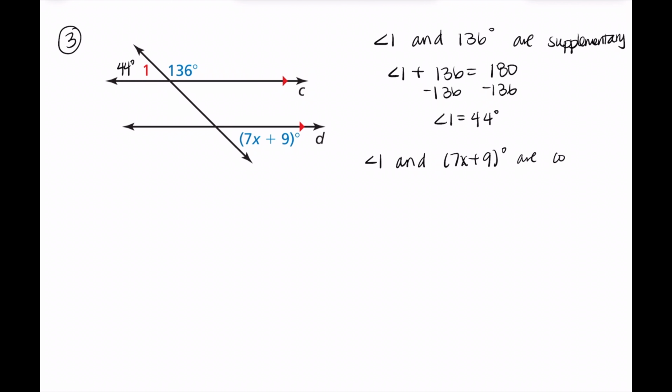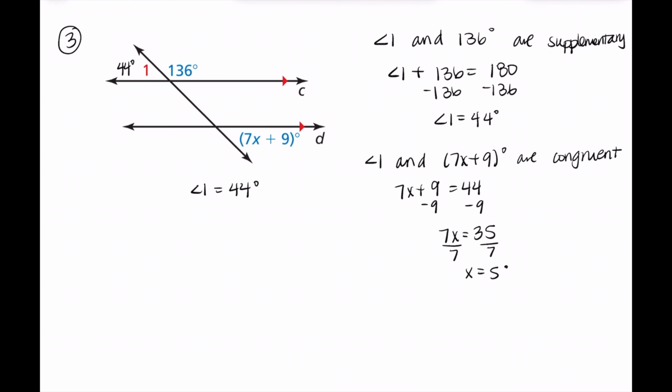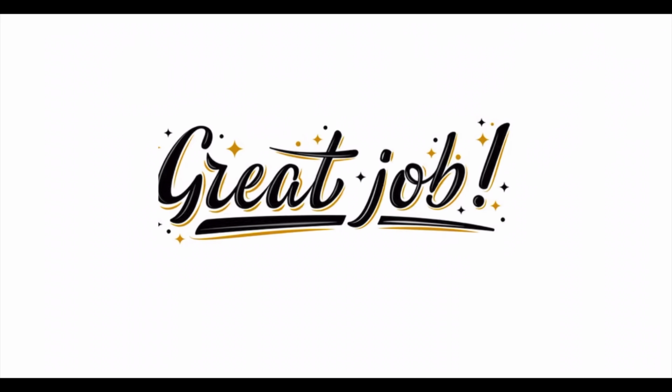Now we know that angle 1 and angle 7x plus 9 degrees are alternate exterior angles. And we know that alternate exterior angles are congruent. So what we can do is set these two equal to each other. We will do 7x plus 9 equals 44. And when I go through here and do the algebra, I end up getting that x will equal 5 degrees. So my two answers for number 3 are that angle 1 is 44 degrees and that x is 5 degrees.